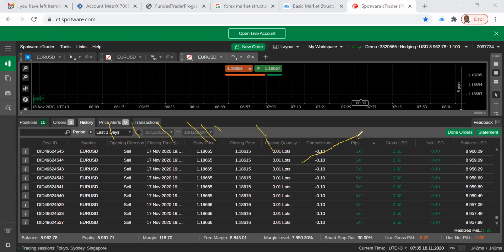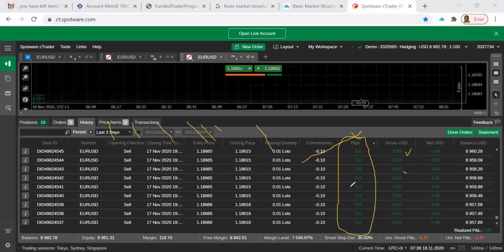Please look at pips. What do you see? They are all 5.0. They are not 1.3, 1.5, 1.9, 4. No, no, no. They're all 5.0. Why? Because I specified I wanted 5.0 pips. Of course, consequently, each pip has a value in terms of money. And eventually, we shall be focusing more on the money. But before we focus on the money, we must be able to make the number of pips that you want.